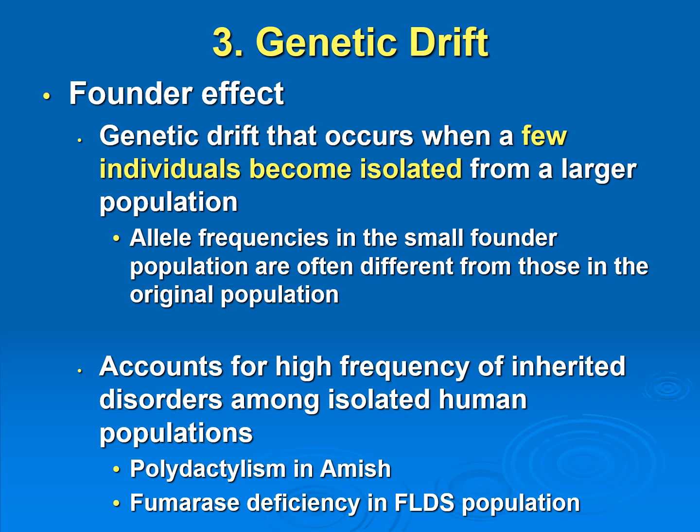So just a couple examples of a founder effect. We have polydactylism in the Amish population. And then another one kind of closer to home here in Utah would be fumarase deficiency in the FLDS population. So fumarase deficiency, this affects the mitochondria. They're not able to produce as much ATP. And what happens is this will affect the brain function. And so you get individuals with intellectual disability. They will have physical disabilities as well. Some of them can't even walk. And then they also have seizures as well.